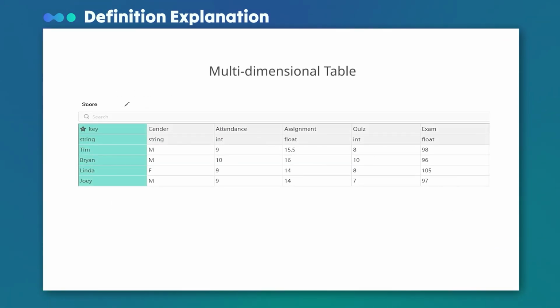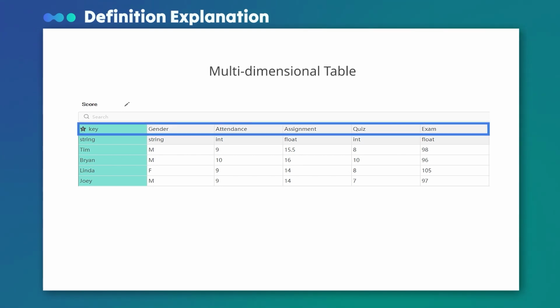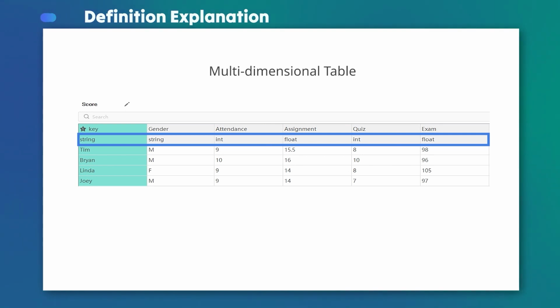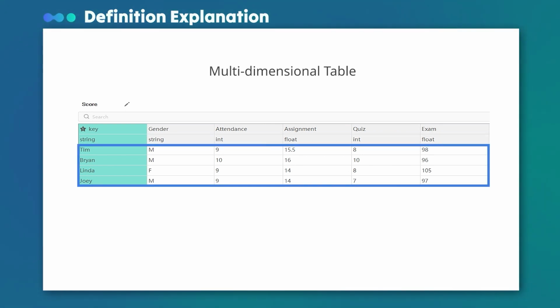In a multi-dimensional table, each piece of data contains multiple attributes and values. We need two indexes to locate a specific value. The multi-dimensional table is suitable for defining a data object. The first row of the table contains the data object's attribute names. The second row describes the attribute's data types. And the third and subsequent rows are the corresponding values.